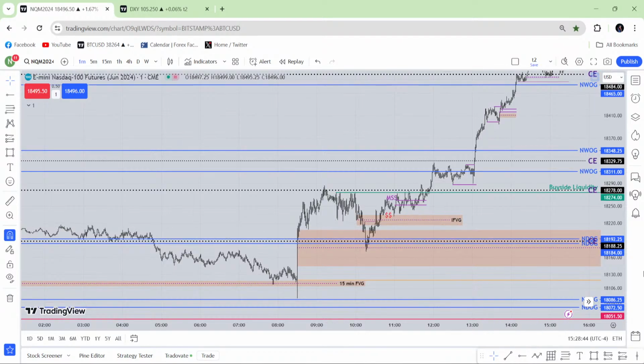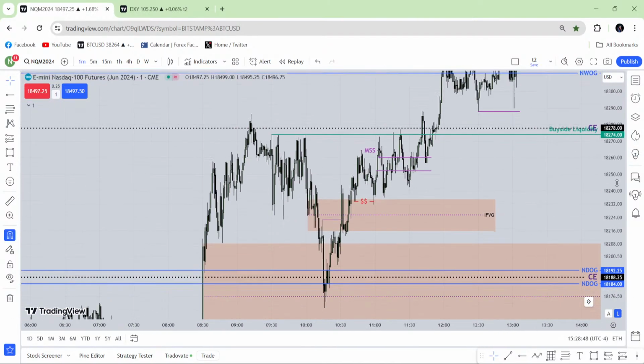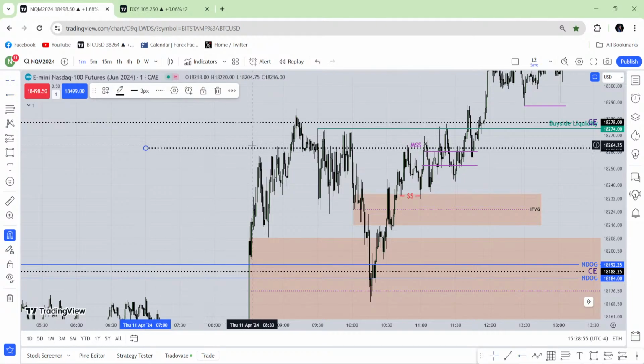Okay, now look over here. Just look over here. Where did the market come? Exactly where? Okay, your 15-minute consequent encroachment was around that area. This was your 15-minute consequent encroachment. I'm going to remove this 15-minute fair value gap consequent encroachment. You please go to your chart and mark it by yourself.